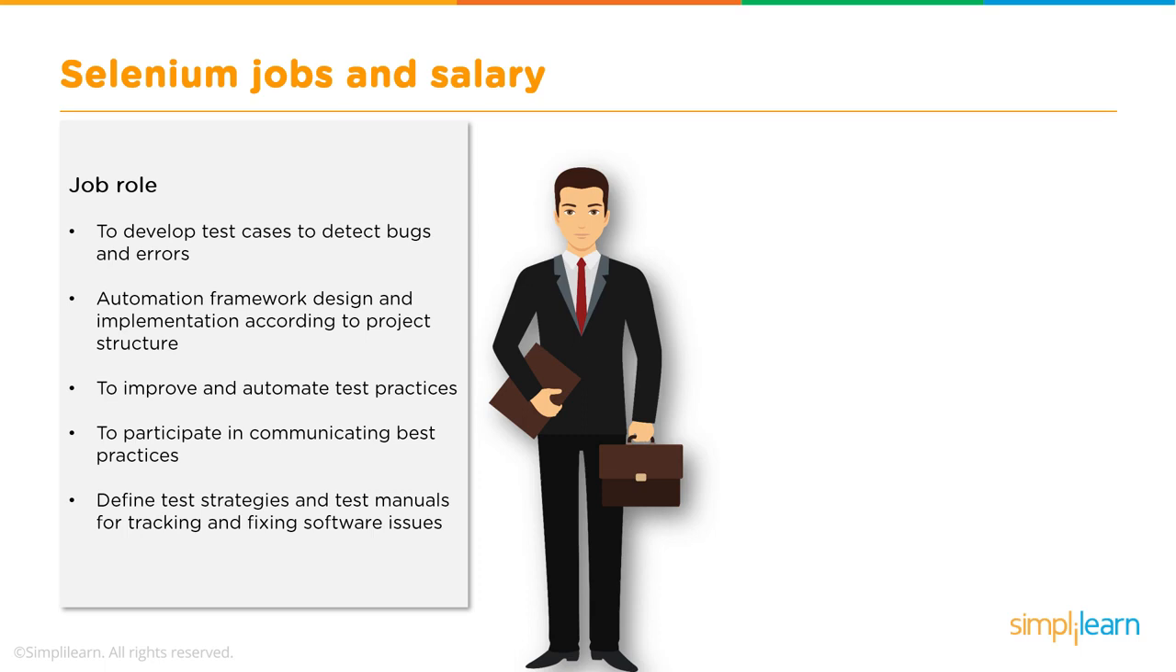And this is the typical job description of any automation engineer. To develop test cases to detect bugs and errors. Automation framework designing. It's not just about automating your test cases. One should have the ability to design the complete framework related to the project. To improve and automate test practices. To participate in communicating best practices, defining test strategy, and test manuals for tracking and fixing your software issues.